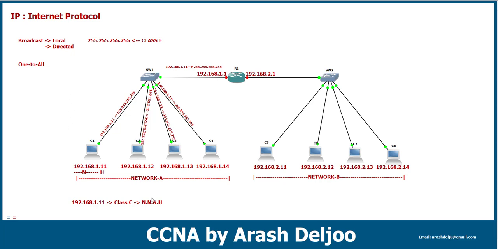Don't forget, if for example C4 has the IP address 192.168.1.14, this is the unicast IP address of C4, but all of the PCs, all of the hosts, beside their unicast IP address have this IP address, quad 255. Because of that, all of the PCs should accept this broadcast packet.